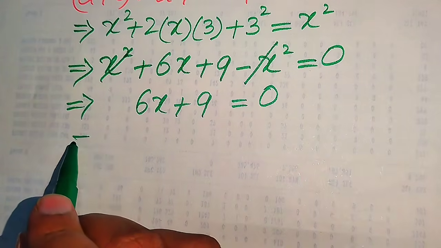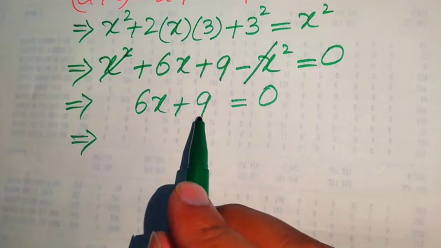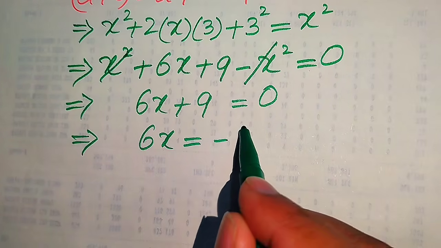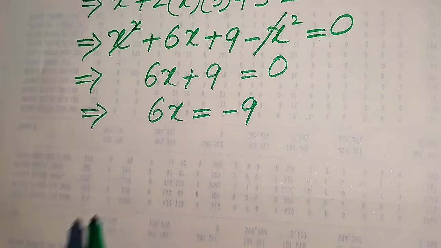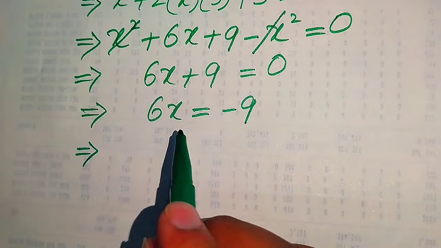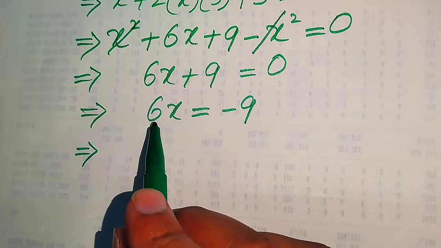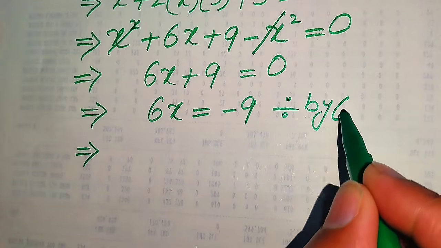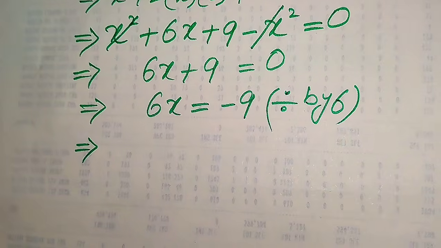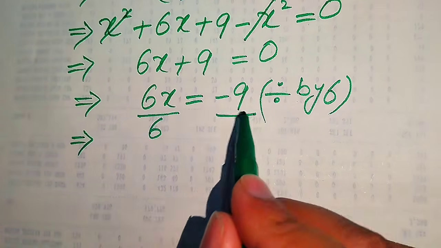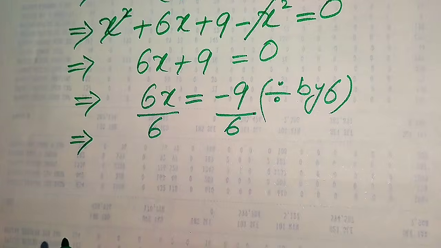And from here we need to find the values of x, so we move plus 9 to the right hand side, and it will be written as 6x is equal to minus 9. And for the values of x we need to remove this 6 from the left hand side, and for this we divide both of the sides by 6. So when we divide both of the sides by 6, it becomes 6x divided by 6 is equal to minus 9 divided by 6.